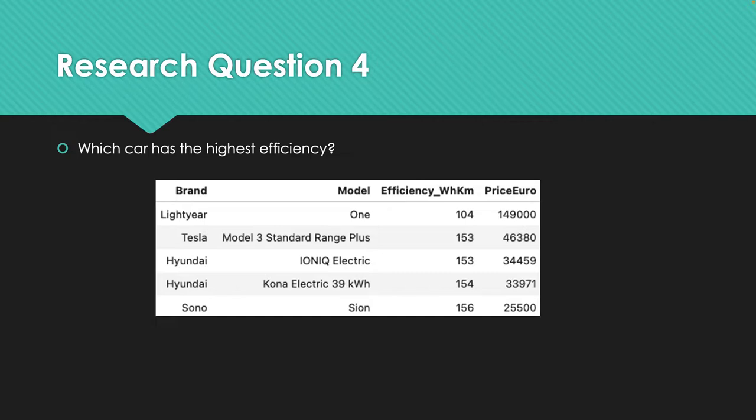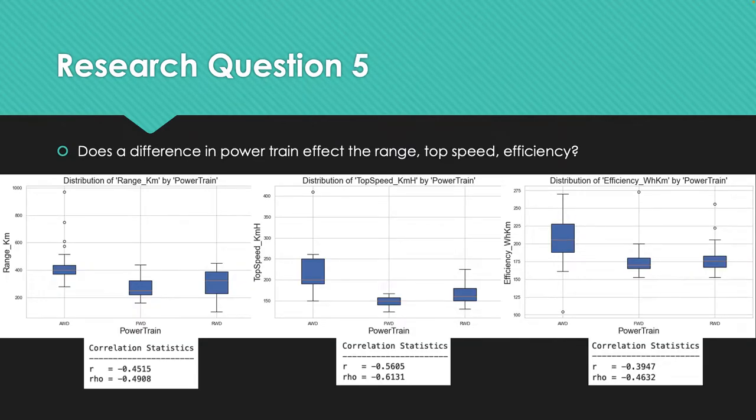This was also interesting to look at because the next most efficient vehicles are all very comparable in terms of efficiency, but drastically cheaper than the Lightyear Model 1. So the next research question was, does a difference in powertrain affect the range, top speed, and efficiency? I found that overall powertrain has a moderate relationship to these variables. The strongest one is between powertrain and top speed. So on average, I thought that powertrain had somewhat of an impact on the range, top speed, and efficiency, but it was not very strong.